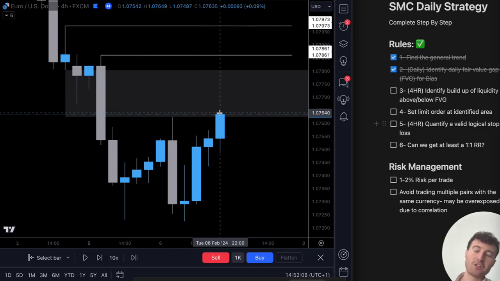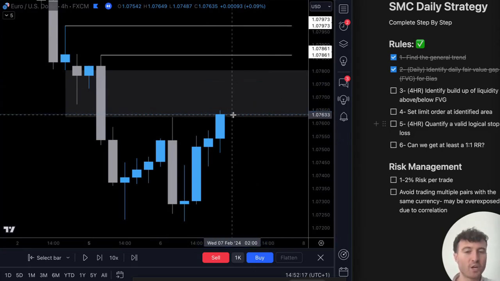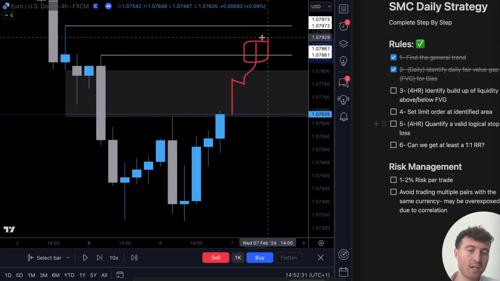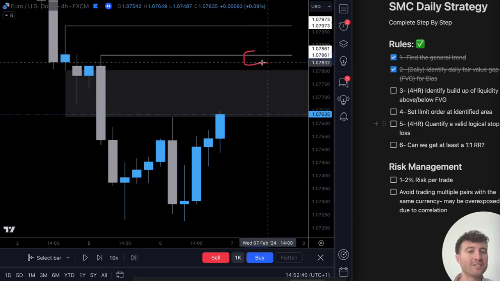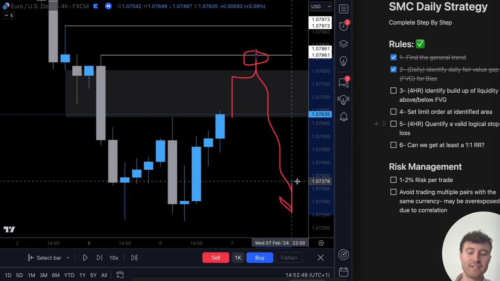Understand this from an institutional perspective. They cannot just sell at the fair value gap. They need to create liquidity in the form of these liquidity areas. What I mean is, where are retail traders going to be trapped in the market? They're going to be trapped when we come above right here. That will induce traders to go long in this market. Therefore, that will allow institutions to sell into those buy orders. So this provides the liquidity and the fuel in order to move the market in the intended direction.